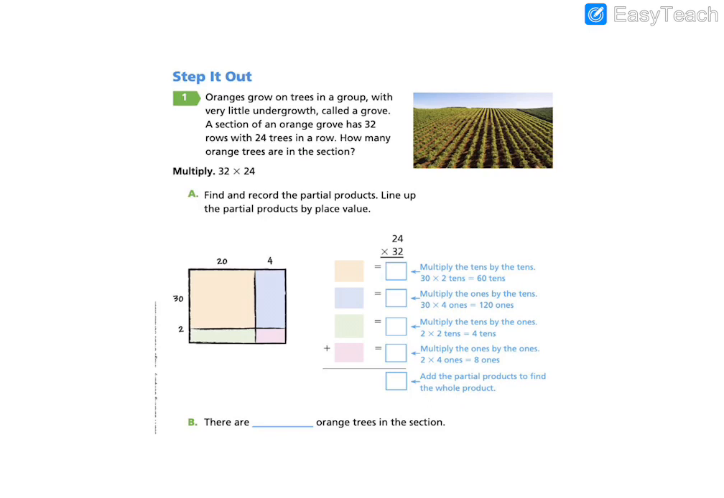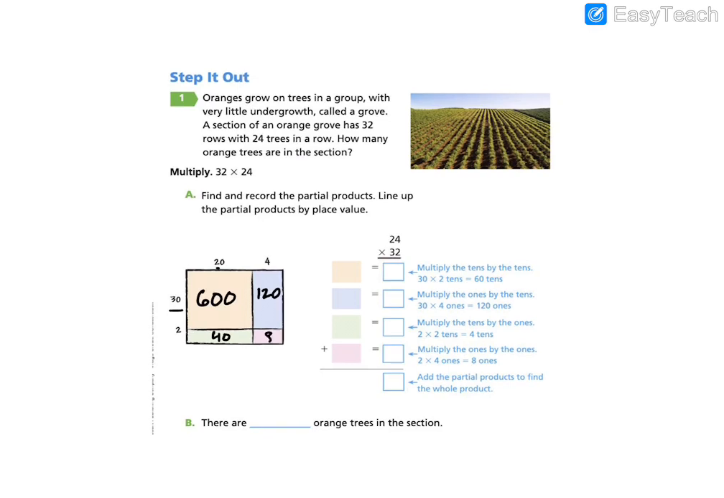So in our yellow-orange box, we're doing 30 times 20. Okay, we can think about 30 times 2 tens would be 60 tens or 600. Our blue section is still 30 times 4. So 3 times 4 is 12. So 3 tens times 4 is 120. 2 times 20 is 40. And 2 times 4 is 8.